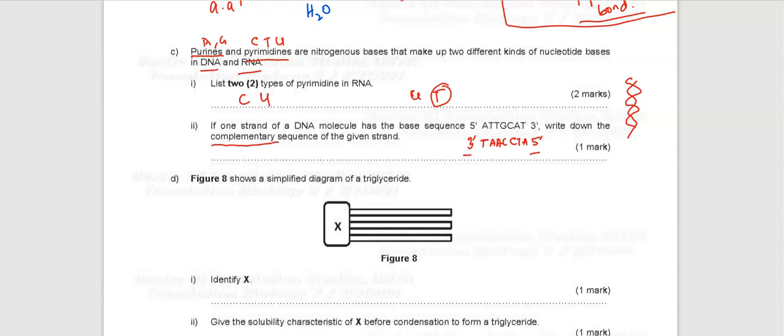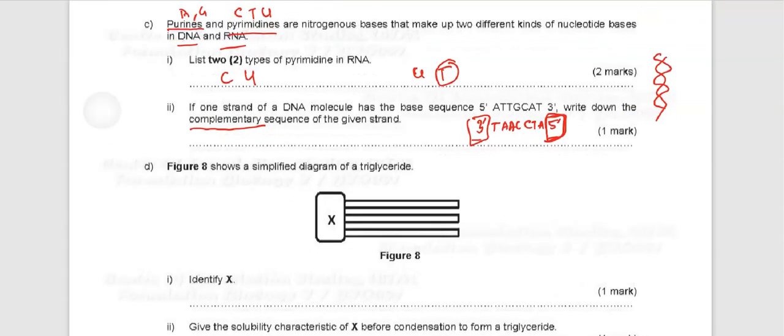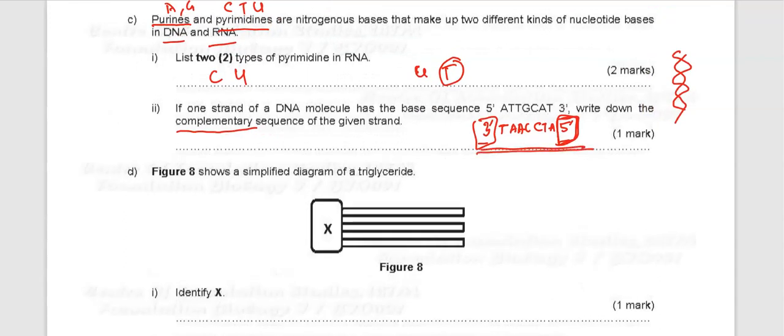If you forget, or you did not write the number on each end of the strand, you might lose 1 mark. So to be on the safe side, please write the numbers also. Write the directionality, write the two ends of the DNA strand. So that one is worth 1 mark, for the complete sequence.